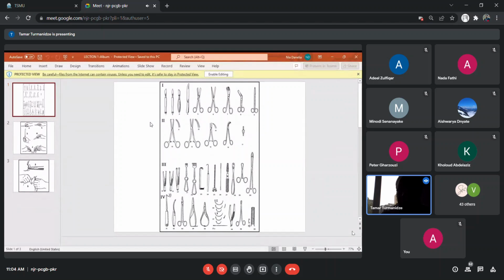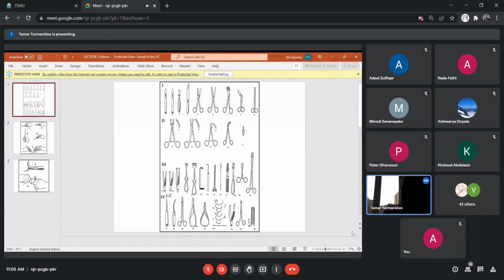Clamps are used for this. A clamp has a lock. The difference from scissors is that this instrument is closed and then opened, and the branches of the instrument are serrated. I show you now. This is a clamp. You close and open the instrument.